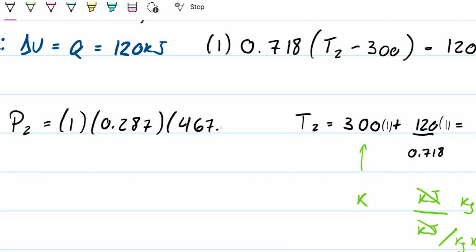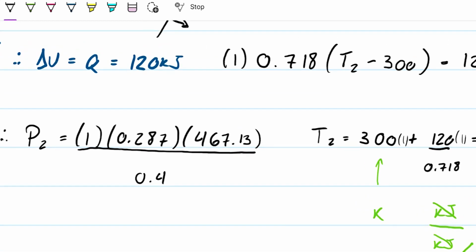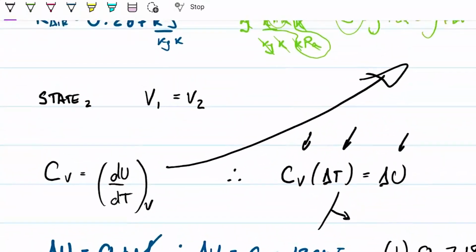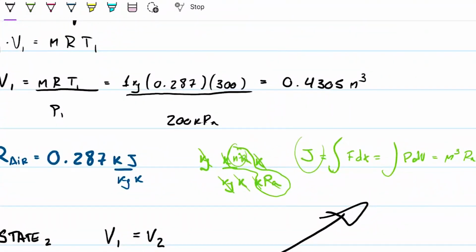467.13 divided by the volume that I've always known because it's the same as state 1, and that is, what was it? 0.4. I lost it. Where is it? 0.4305.